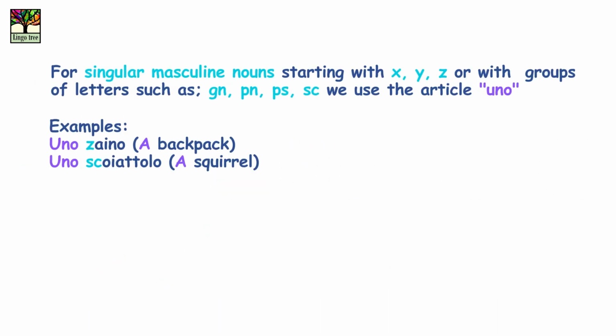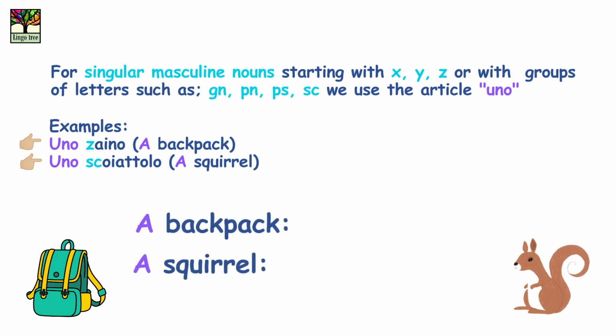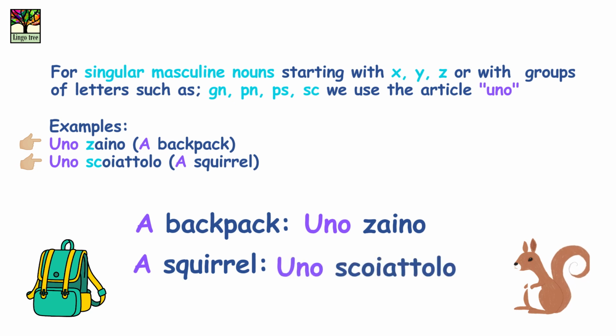Now let's continue to the next article. For singular masculine nouns starting with X, Y, Z, and the groups GN, PN, PS, SC, we use the article uno. Look at the example below. In Italian, both backpack and squirrel are considered singular masculine nouns and they both start with one of the above-mentioned letters. Therefore, in order to say a backpack or a squirrel, we use the article uno. Uno zaino. Uno scoiattolo.